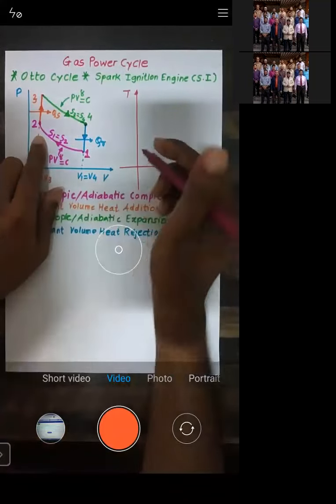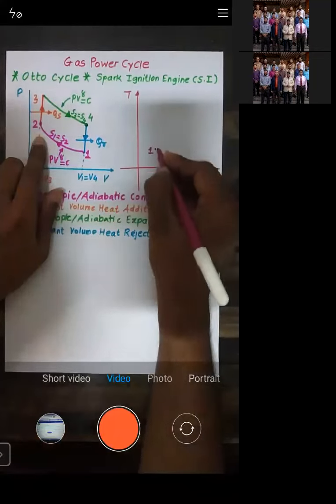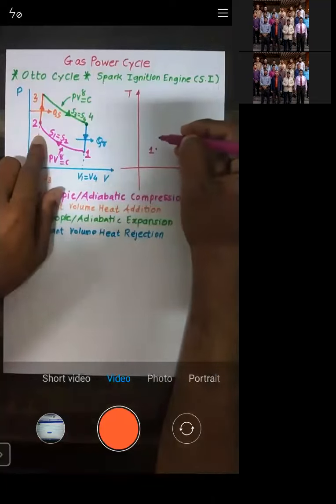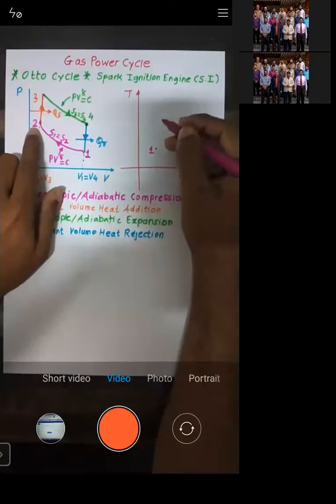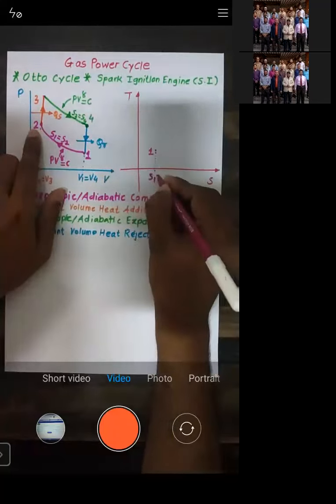If I take the point number 1 here, point number 2 will lie on the same vertical line as 1. So if you draw the vertical line from point number 1, point number 2 is going to lie on that same line. The reason is, during 1 to 2, entropy is constant. So here S1 is equal to S2.